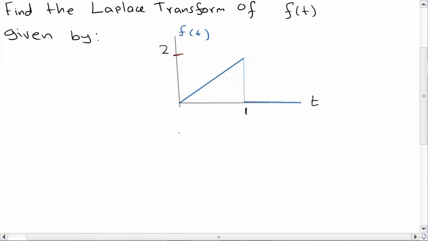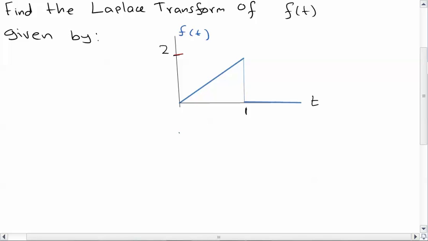Hello, this is Dr. Herat, and we are working on Laplace transforms in the methods class. I thought I would do a problem similar to the one that you got on your homework set from chapter 6, the first homework set. What we are given here is a function, and the function is given in the form of a graph. You need to find the Laplace transform of this function, right?